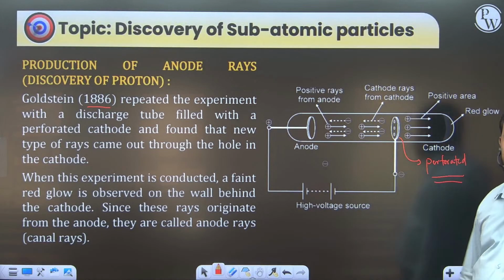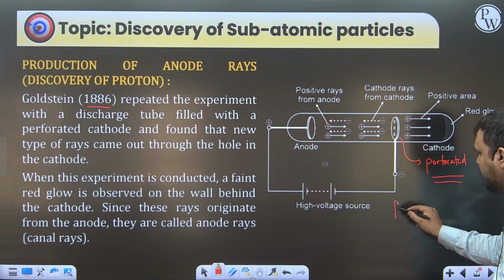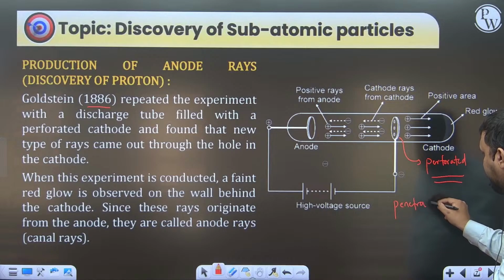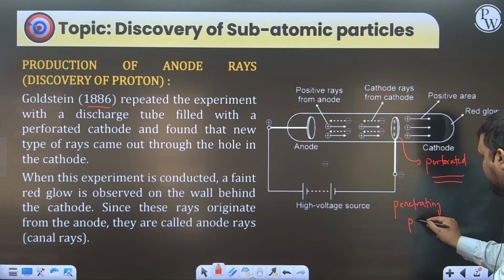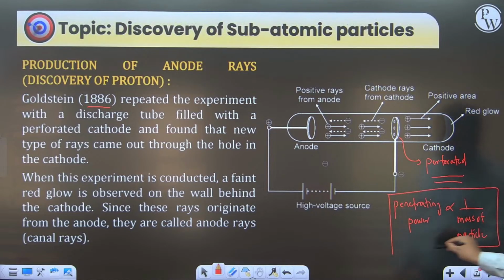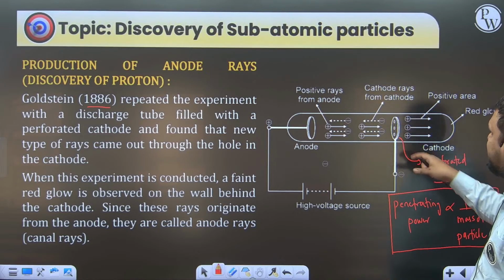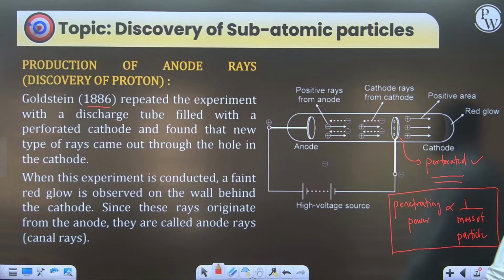So everyone must be having this doubt, why do we need a perforated cathode? See, penetrating power is directly proportional to velocity and inversely proportional to the mass of the particle. So these anode rays have higher mass, so they have low penetrating power. So they cannot penetrate through this cathode easily. So we are having this perforated cathode.